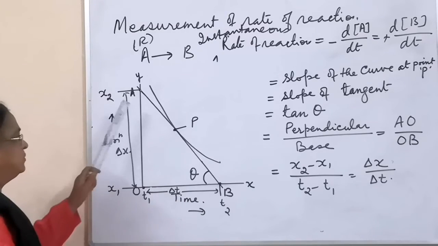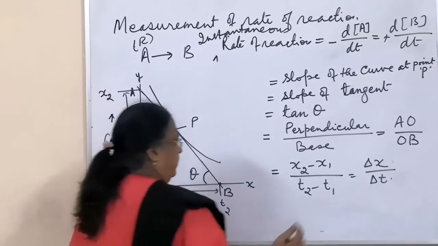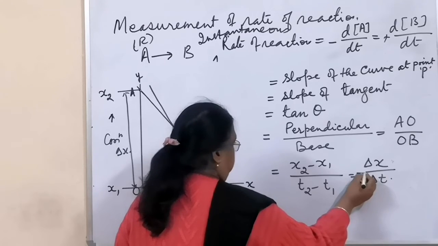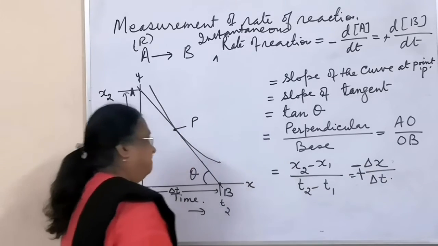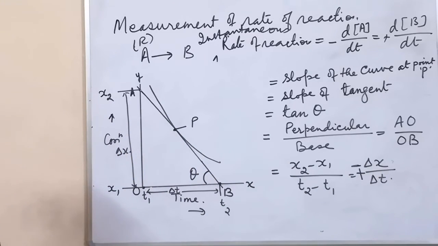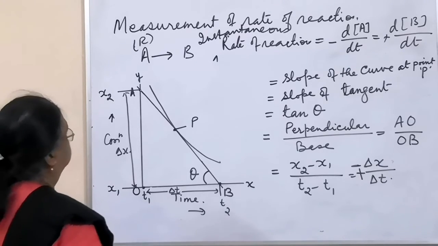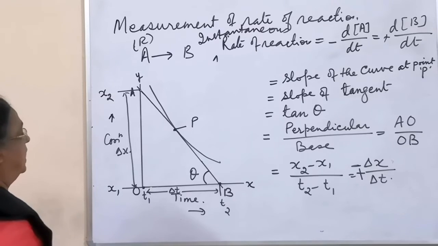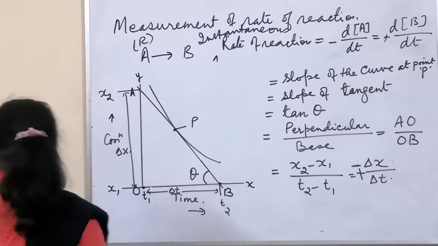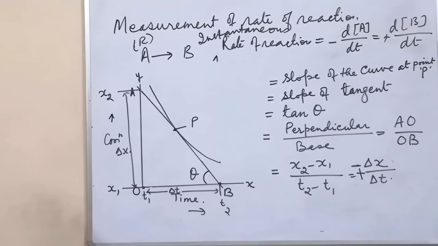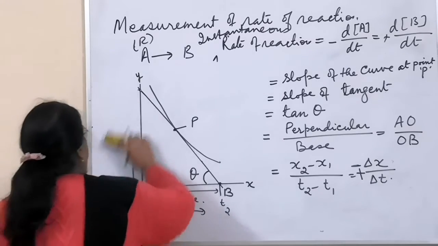If we talk in terms of reactant, then this will be negative, and if we talk in terms of product, then this will be positive. So it depends upon what you are considering, the reactant or the product. This way you can measure the average rate of the reaction, and this way the instantaneous rate of the reaction. Now the factors on which the rate of the reaction depends.